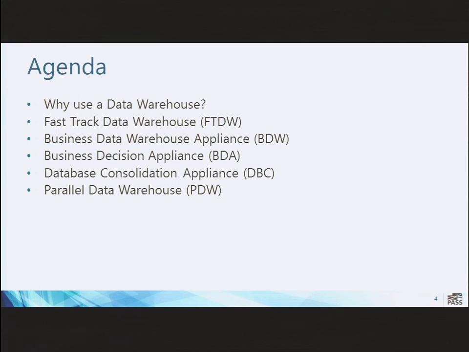So we'll talk about the reasons for using a data warehouse. And then we'll get into your task with building a data warehouse. The first thing you need to do is get the hardware. So we'll talk about ways that you can solve that problem. There's a reference architecture called Fast Track Data Warehouse. And then there's also actual appliances, physical boxes you can buy, and there's a number of them: Business Data Warehouse Appliance, Business Decision Appliance, Database Consolidation Appliance, and the Parallel Data Warehouse. So we're going to cover all those.